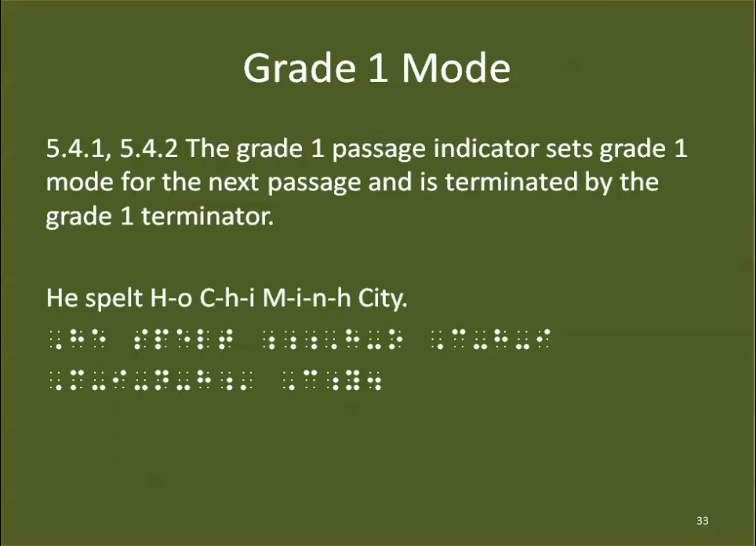Grade 1 passage indicator sets grade 1 mode for the next passage and is terminated by the grade 1 terminator. Remember, we always have to terminate our passages specifically. So our sentence here is, he spelled Ho-Chi-Minh City. Ho-Chi-Minh is separated by hyphens indicating spelling, and it's 3 symbol sequences. That's a passage. So we have our 3 cells of dots 5, 6 indicating a grade 1 passage. The whole thing we're in grade 1, not reading anything as a contraction or a numeral until we terminate it after the H in Minh with our prefix of dots 5, 6 and then the terminator dot 3.